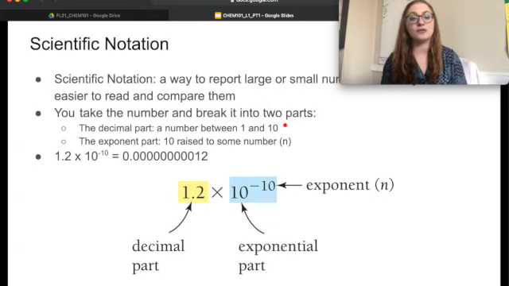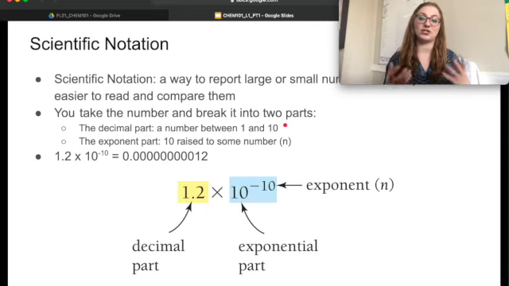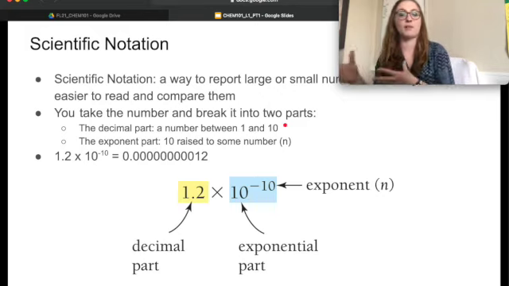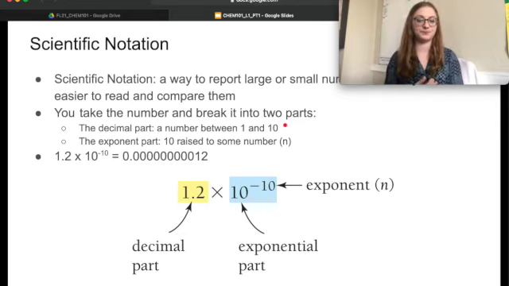So to do this, we use something called scientific notation. It's a way to report really large or really small numbers so that they become easier to read and we can compare them much more easily. We're going to take any number we have and break it into two parts. We're going to have a decimal part, some number between 1 and 10, okay? It's only in proper scientific notation if it's between 1 and 10. And then the exponential part. The exponent piece is going to be 10 raised to some number, in this case we're calling it n.